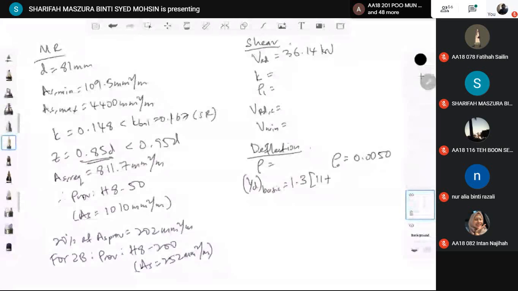So if the deflection check fail, propose what, so that deflection check pass. Okay. Then check for the cracking and also draw the detailing.